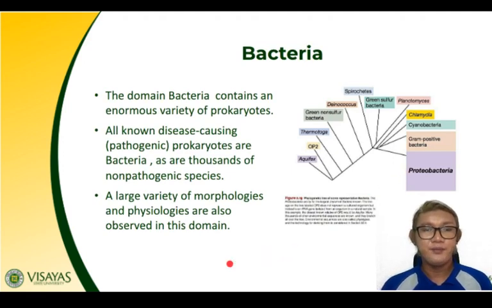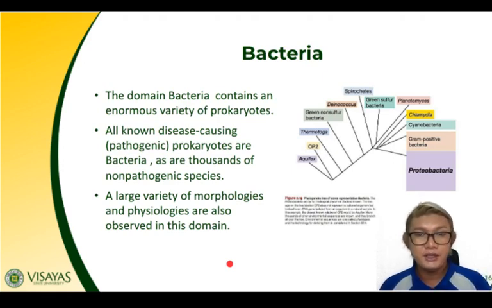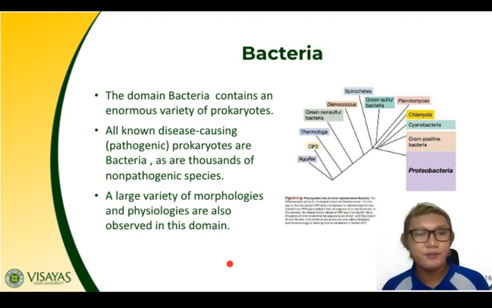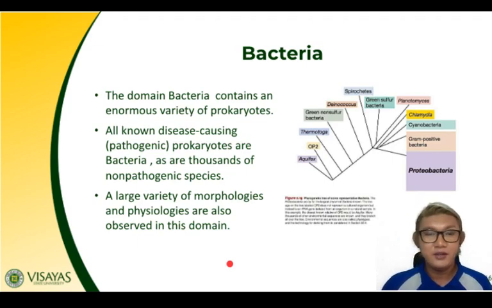So the domain bacteria contains an enormous variety of prokaryotes. Now, all known disease-causing bacteria are what we call pathogenic bacteria. When you say pathogenic, you're referring to an organism that is capable of causing a disease. So there are pathogenic bacteria, and there are non-pathogenic bacteria. Also, these bacteria, microbial organisms, have a large variety of morphologies. They have different forms and physiologies. There are different functions and processes that are found in this domain.